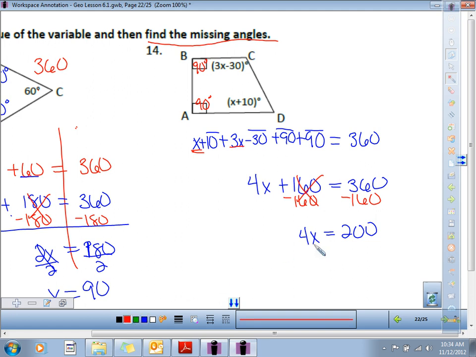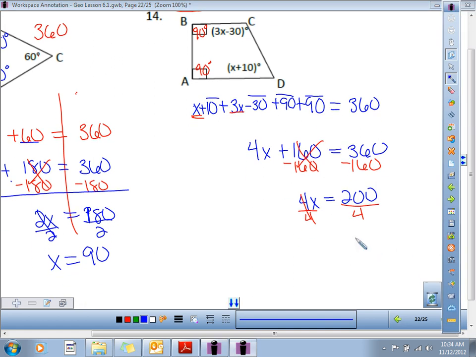And then we can divide by 4. Now, what you need to remember right here is Mr. Dreher's quick way of dividing by 4: divide by 2 twice. That means take half of it. Half of 200 is 100. And then half of 100 is 50. So our answer is 50.